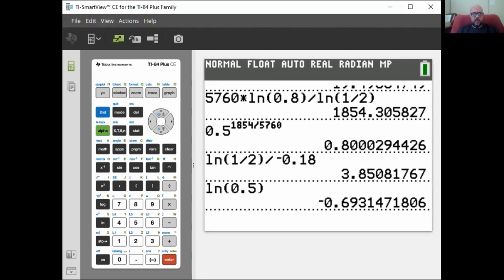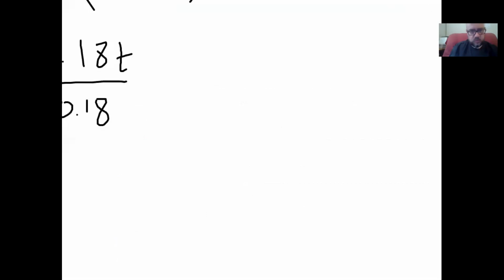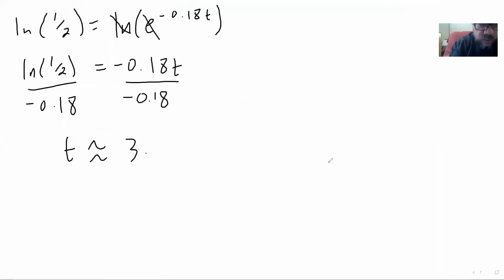Okay, so let's go back and make it 3.85 years. It's about right. So t is about equal to 3.85 years. That's how long it takes half the fish population to die off. So almost 4 years. Not great. An 18% decline is bad. You'll run out of fish pretty quick.